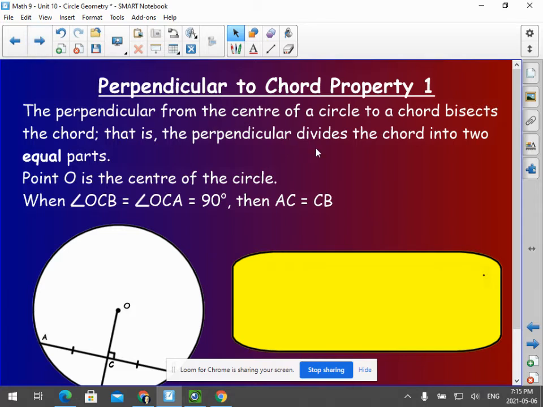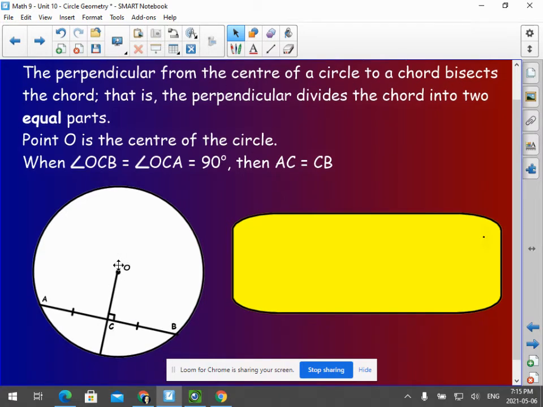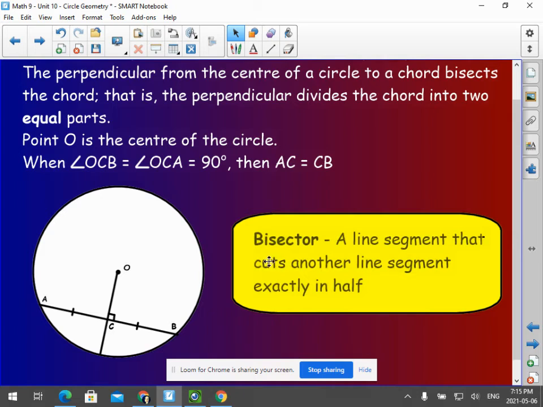Chord property number 1: the perpendicular from the center of a circle to a chord bisects the chord. What that really means for chord property number 1 is that if we are cutting this chord in half, it is making a 90-degree angle. I did throw in an extra word, bisector.